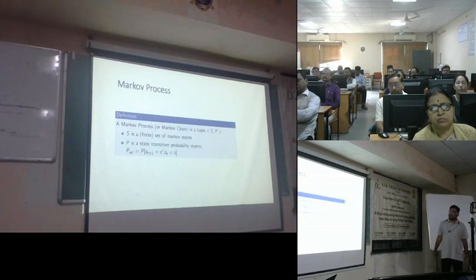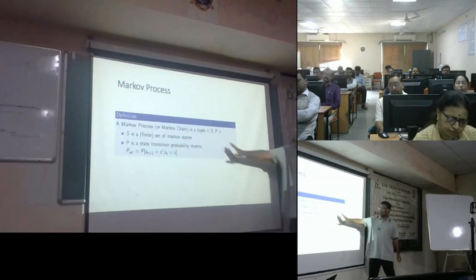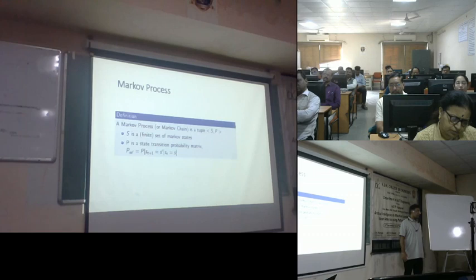Now, a Markov process is a tuple where S is a set of states and P is a transition probability matrix. With this, we define a Markov process.